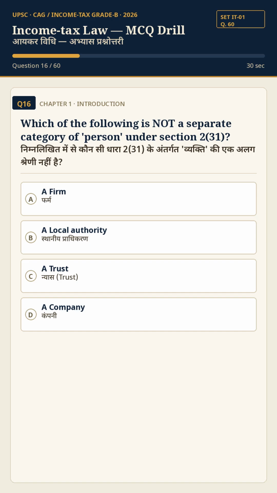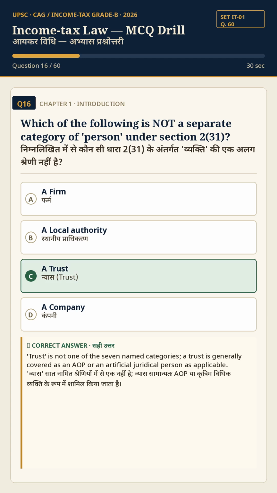The correct answer explanation. Trust is not one of the 7 named categories. A trust is generally covered as an AOP or an artificial juridical person as applicable.